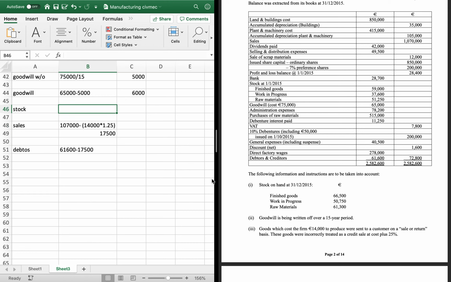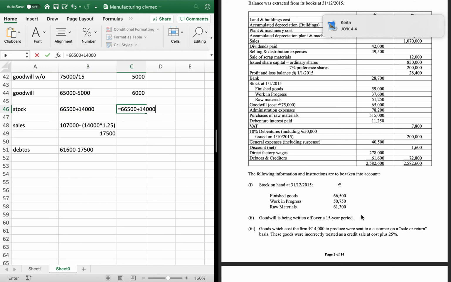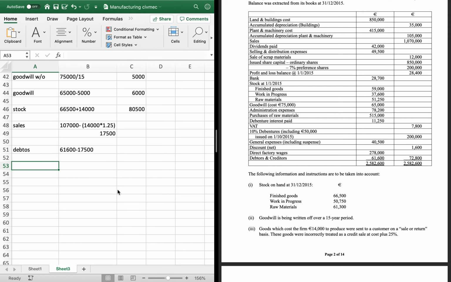Then you have to deal with the stock. So this is one of only three workings that can affect stock. You still own this stock. You haven't counted it because it's not in your warehouse. Therefore, it has to be added into your stock at cost price. So we know that stock is always valued at the lower of cost or value. So the cost price is lower than the value here. So 66,500 finished goods, add on the 14,000, and that gives you your closing stock figure. Okay, so next one. That's sales, stock, sales, and debtors.